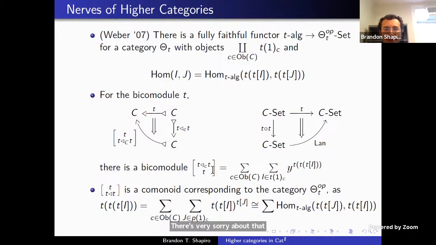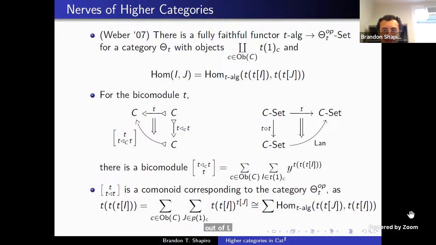Right. And so without getting into too many technicalities, we can show, just from complete abstract nonsense and the universal property of this left Kan extension, that its underlying polynomial is a comonoid. And the category corresponding to that comonoid is theta T op. And it's precisely because of this fact that the exponents in this polynomial are a disjoint union over the objects in theta T op of the Hom sets in theta T op out of I.